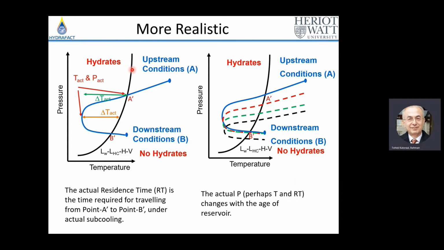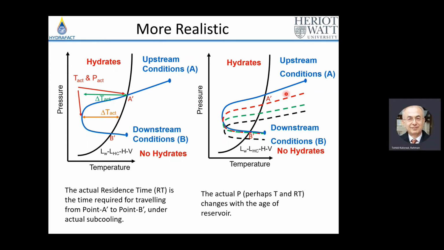So in effect, if we want to be more realistic, our residence time should start not from here, but from the point where the system enters hydrate formation, and then exits the hydrate formation region. And if you want to be very accurate, you should observe the subcooling. Initially, subcooling is very little, and here subcooling is maximum.